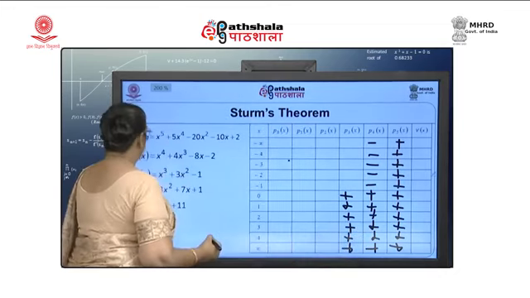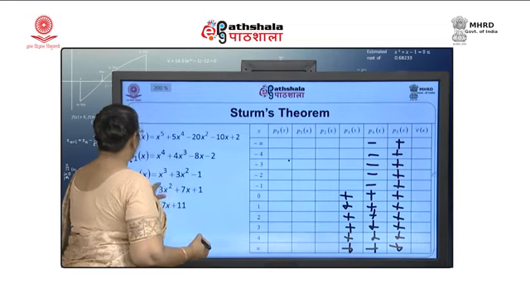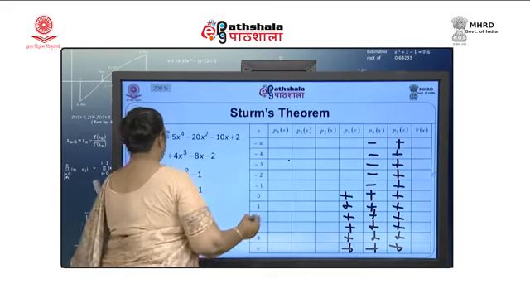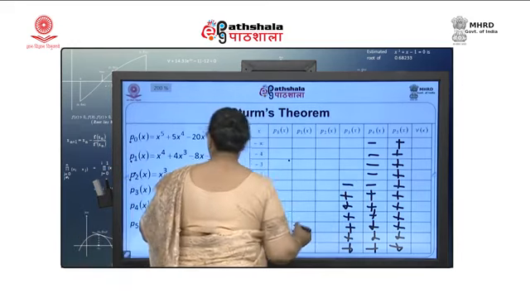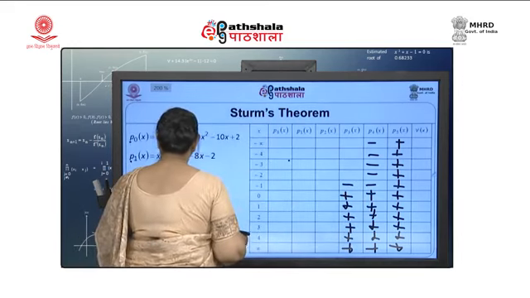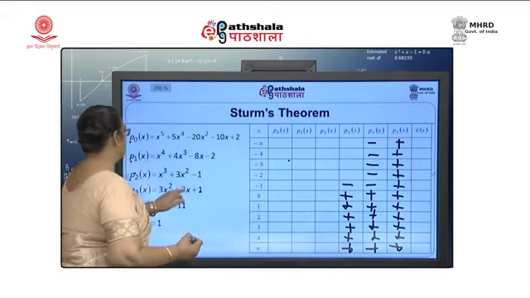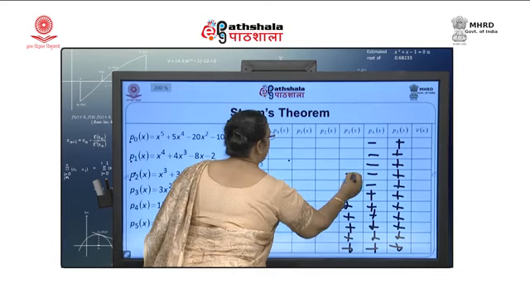For x equal to minus 1, this term is positive, this term is positive, 3 plus 1 is 4, 4 minus 7 is negative. For x equal to minus 2, 2 into 2 is 4, into 2 is 12, 12 plus 1 is 13, 13 minus 14 is going to be negative.